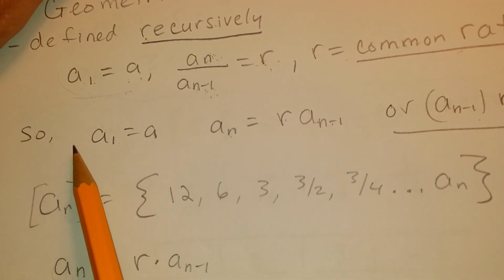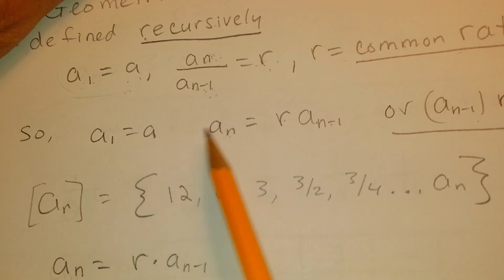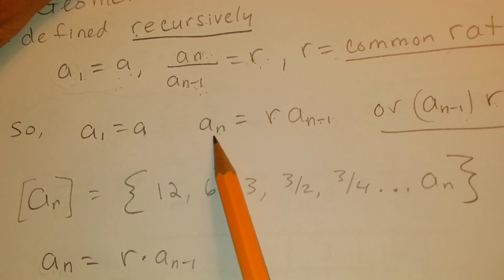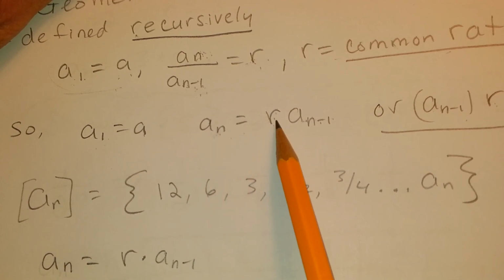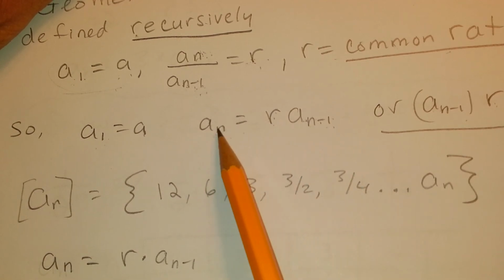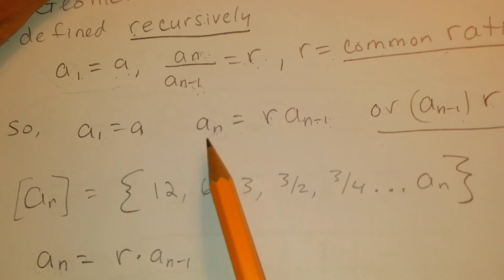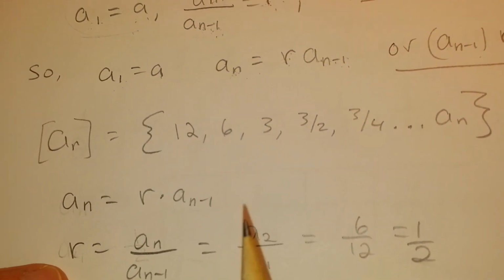All right, so to find the nth term recursively, notice we needed to have a term prior to do that. a sub 1 equals a. The nth term equals the common ratio times the n minus 1 term. Take the common ratio times the prior term, you get the next term. All right, let's beat that one down.